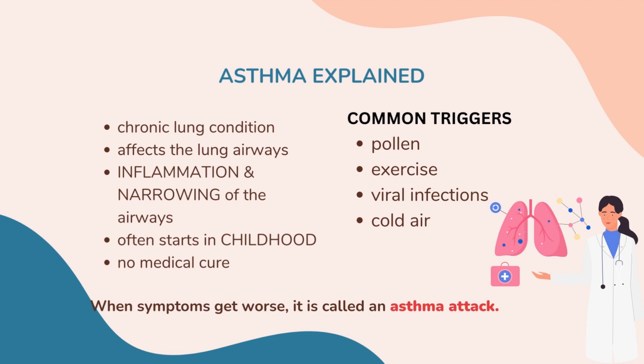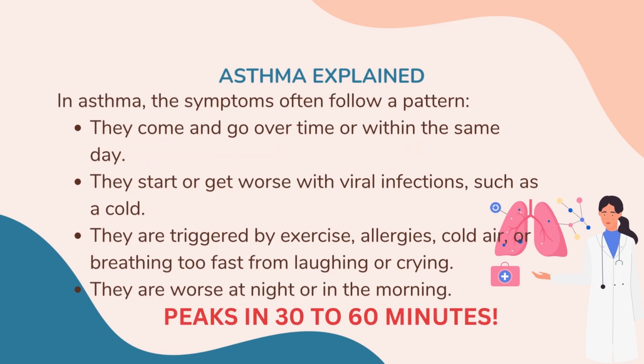You can leave some other common triggers that you know in the comment box. Pollen, exercise, viral infections, cold air, animal dander, pets can also be a trigger for some people. And then when symptoms get worse, it is called an asthma attack. Okay, so we're going to continue explaining asthma.